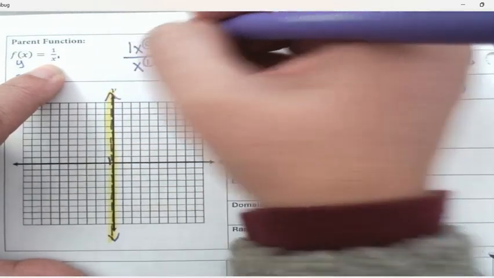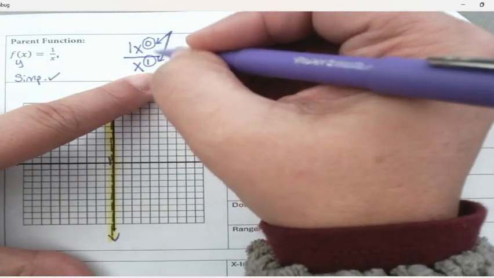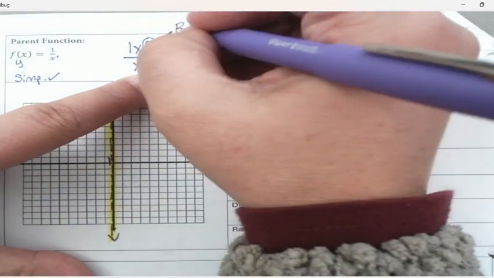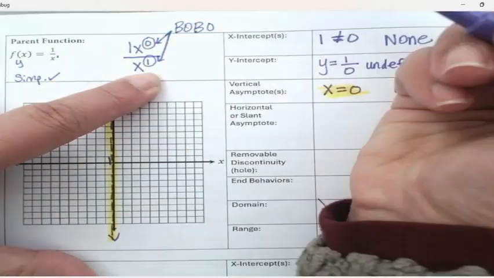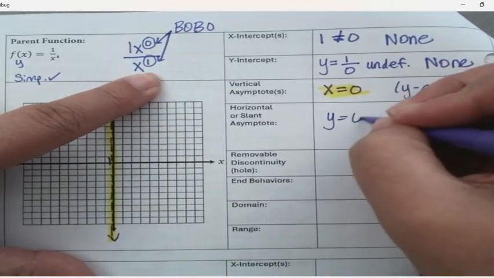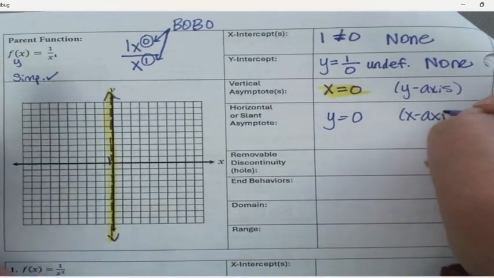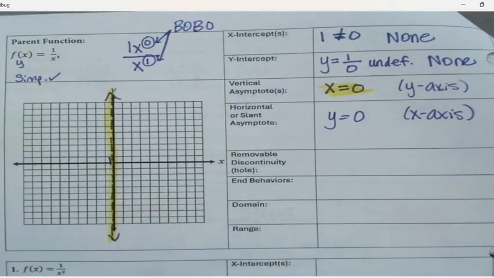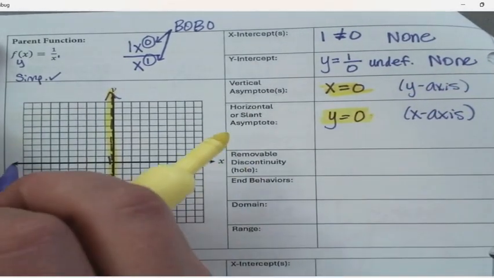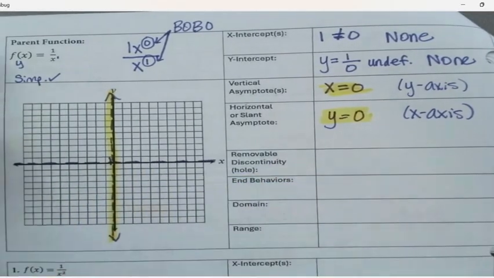So looking at the degrees, am I bigger on top or am I bigger on bottom? Is 0 bigger than 1 or is 1 bigger than 0? I'm bigger on bottom, right? Bigger on bottom means 0. So that means y equals 0, which is the x-axis, is my horizontal asymptote.